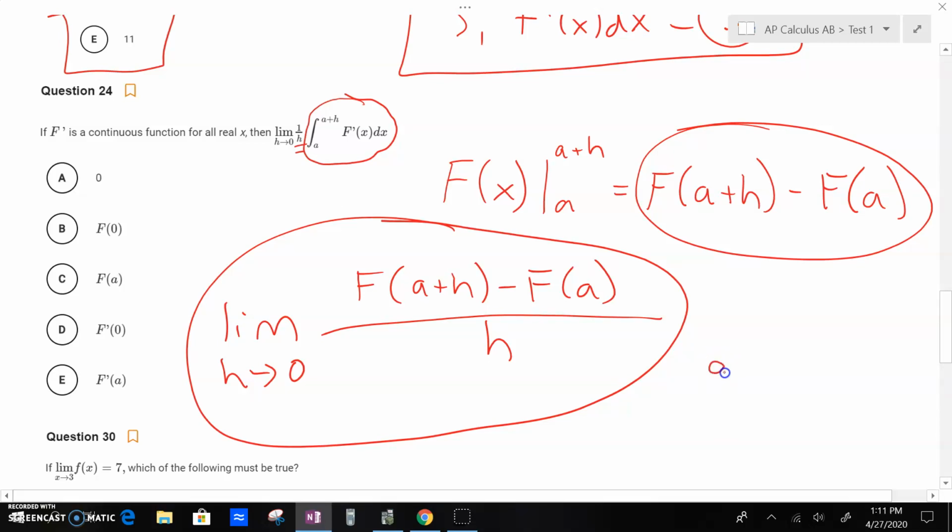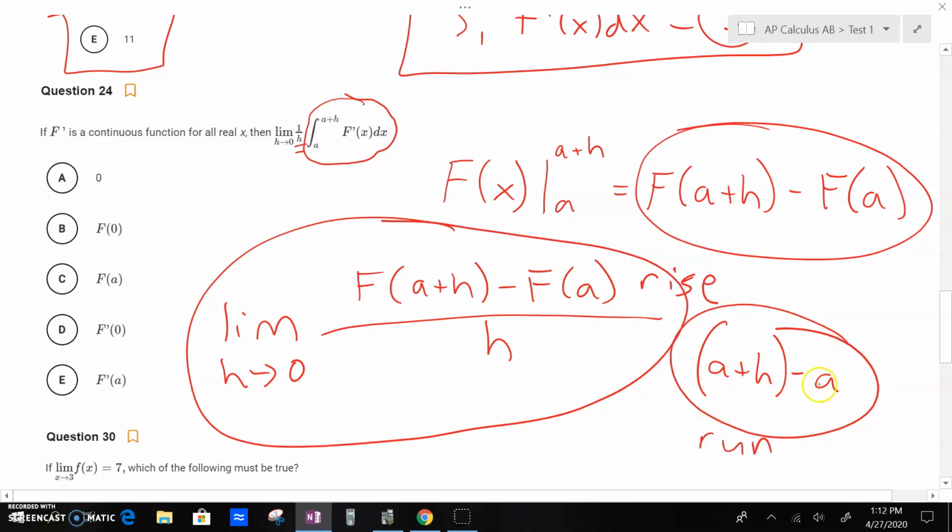Technically, this h can be written as a plus h minus a. So we've got rise on top, change in y values, run on the bottom. So here's the run, but we just do a minus a and get rid of it to simplify the expression. So this is the definition of a derivative evaluated at a. There's really no mechanics required on this one other than just sight recognition that this is a derivative evaluated at a. It's a really tricky way to word it. I like it. It's definitely what the AP forces you to think about definitions this way.